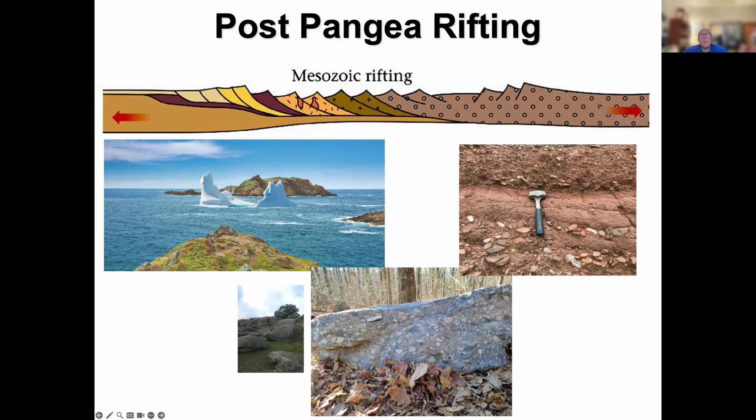And so sediments were deposited into these basins. They often have a red or maroon look to them, and they're really gravelly and conglomeratic because they were deposited right at the base of the mountains. These are all examples from Newfoundland on the upper left.